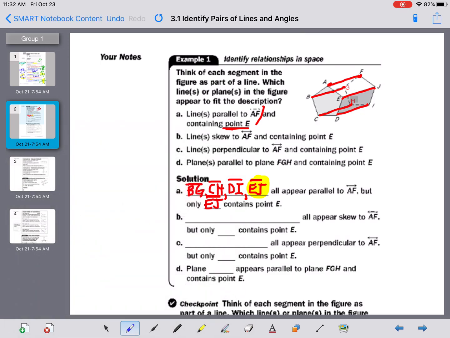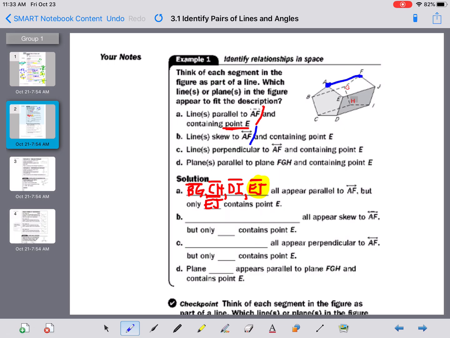On letter B, I'm looking for lines skewed to AF. I'm going to stop right there and give everything that's skewed to AF. Okay, let's erase so we can make our new lines. So here's AF. Remember, skew says on a different plane and not going in the same direction. They would never intersect. So if they were lines that went on and on forever on each end, they'll never touch, okay?